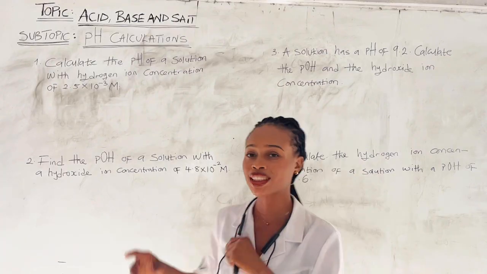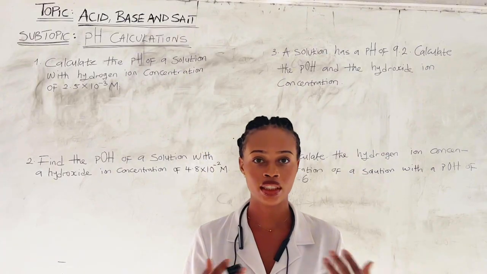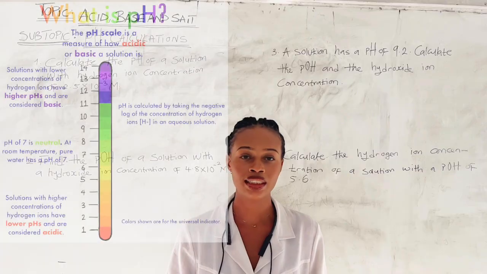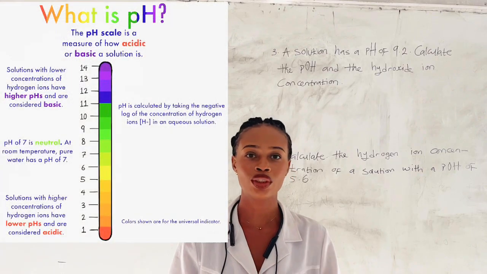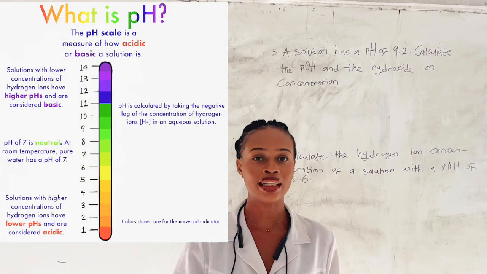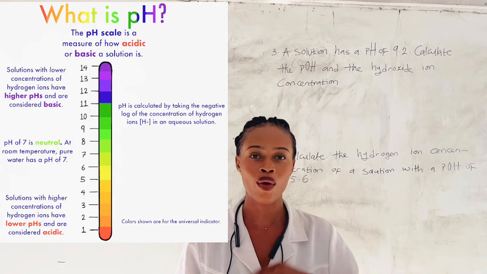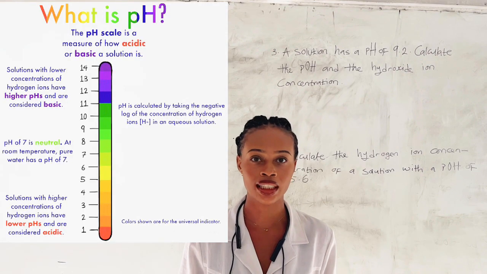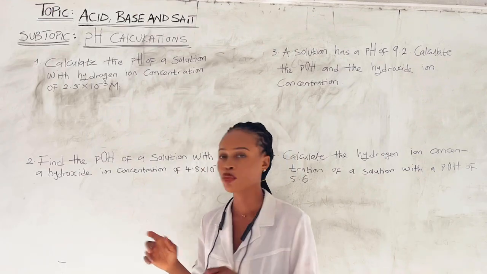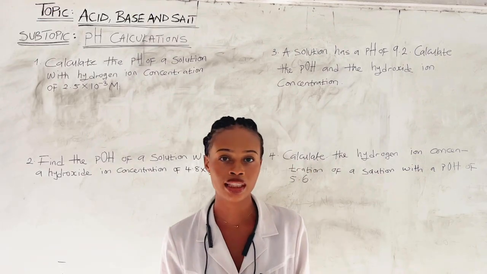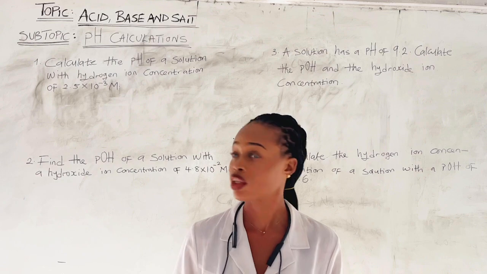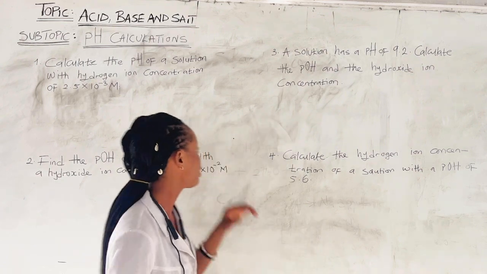But first things first, just as a recap, what is a pH scale? We learned that a pH scale is a scale of measurement used to determine the acidity and alkalinity of a substance. So a pH scale shows how alkaline or how basic a substance is. These are the calculations I'm going to be taking to ensure that we understand how to solve pH calculations. The first calculation on the board is number one.